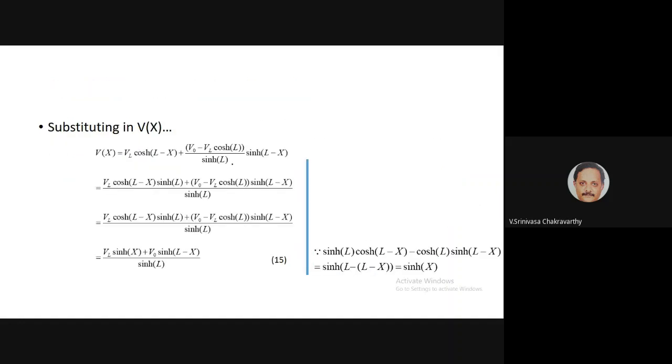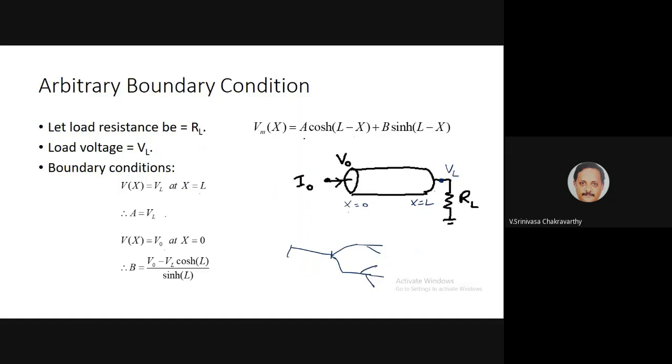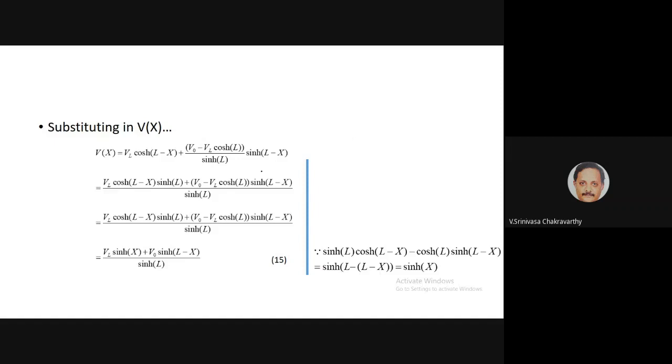So you plug these new values of A and B into this expression again. Then you have a slightly more complicated expression. Note that for the arbitrary ending, the algebra is a bit more complicated than the previous two. But just bear with me and we'll go through the derivation slowly. So Vx is equal to VL cosh(L minus X), plus V0 minus VL cosh L by sinh L, into sinh(L minus X).